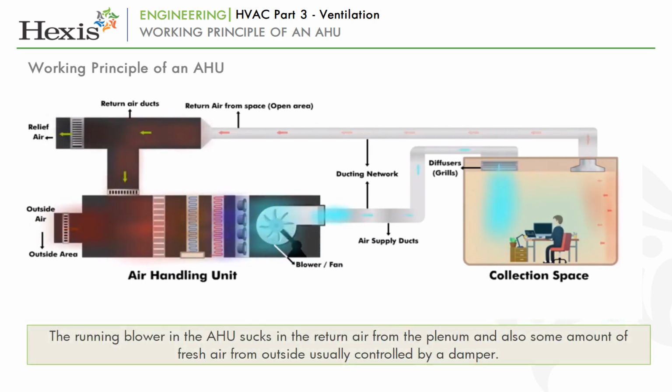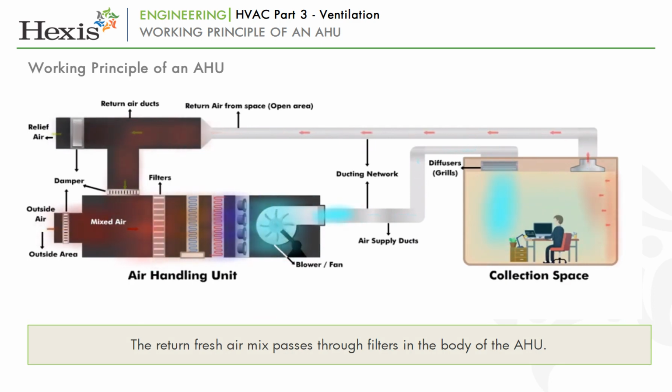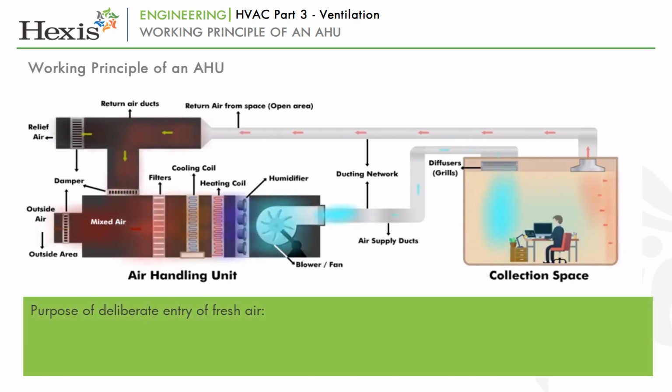The running blower in the AHU sucks in the return air from the plenum and also some amount of fresh air from outside, usually controlled by a damper. The return fresh air mix passes through filters in the body of the AHU. The clean air passes over the chilled water pipes and gets cooled before being pushed by the fan into the supply ducts for distribution in the conditioned spaces. The cycle repeats continuously.